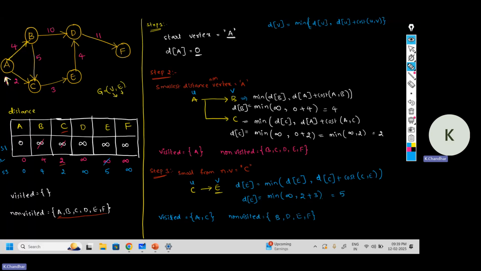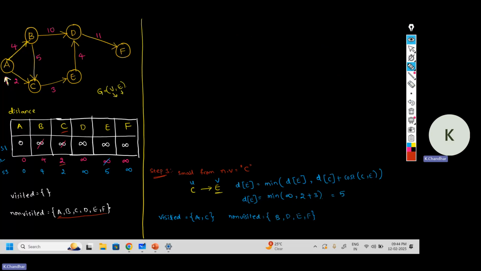Next, we will go for the next step, which is step number 4. What can I do? I need to find the smallest distance from non-visited vertices. So what is the smallest from non-visited vertices? B, D, E, F. B is 4, D is infinity, E is 5, and F is infinity. From these 4, which is smallest? 4 is smallest. So which vertex is smallest? B. So the smallest vertex from non-visited vertices is B.